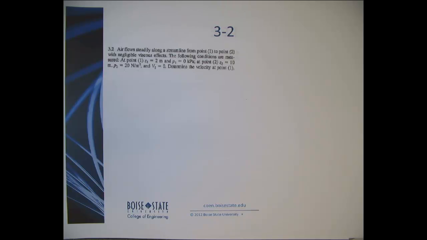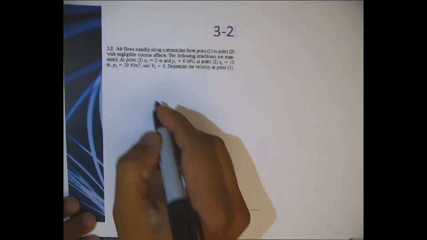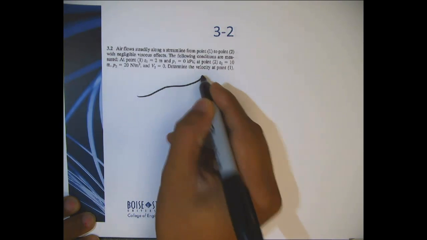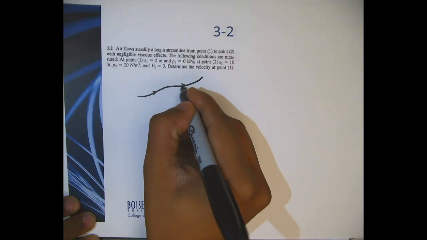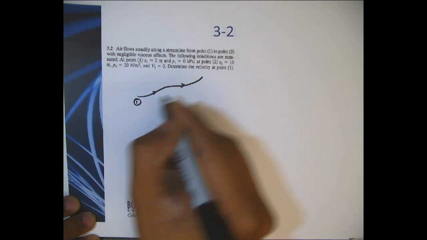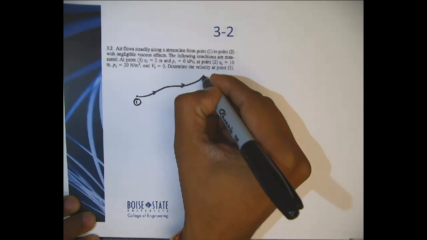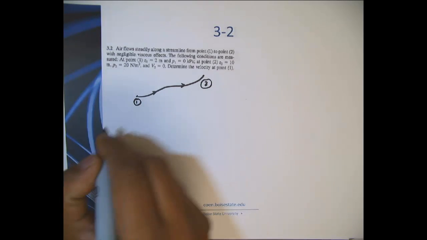We know that in this chapter till now we learned the Bernoulli equation, which can be applied along a streamline for a steady, incompressible flow, and it can only be applied along a streamline. So the problem statement is ideal for us to apply the Bernoulli equation. Let's say this is my streamline, and let's denote this as point 1, this as point 2.